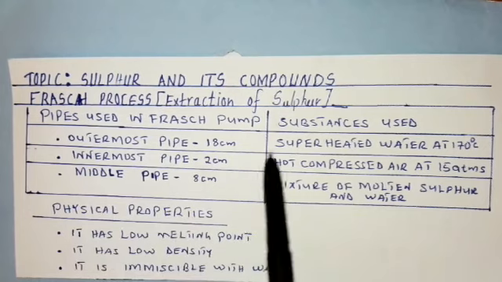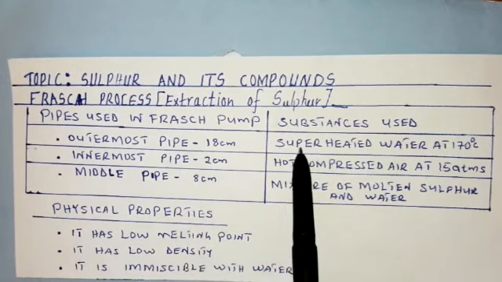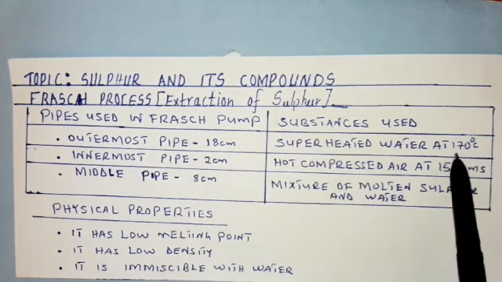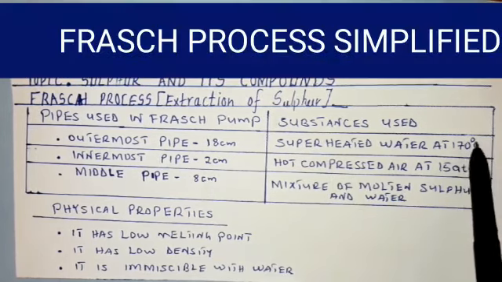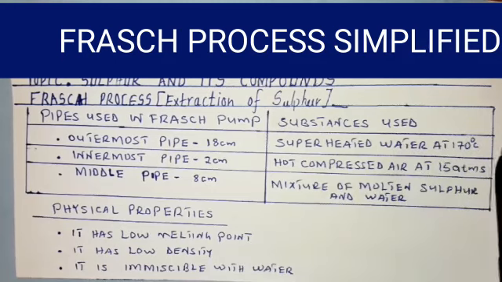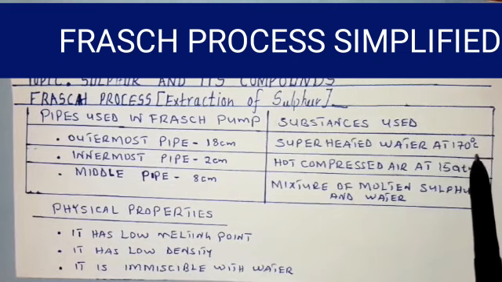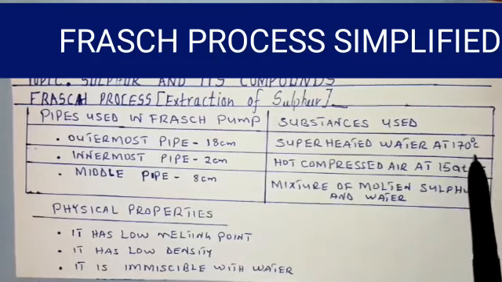Now, the substances for each pipe: the outermost pipe usually carries superheated water at 170 Celsius and 10 atmospheres. Now, how do we attain this temperature of 170? This is water at the high pressure of 10, because we say water boils at 100 at 1 atmosphere. So it means if you raise the pressure, automatically the boiling point will rise.